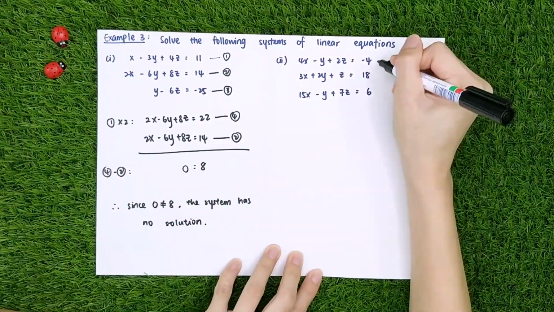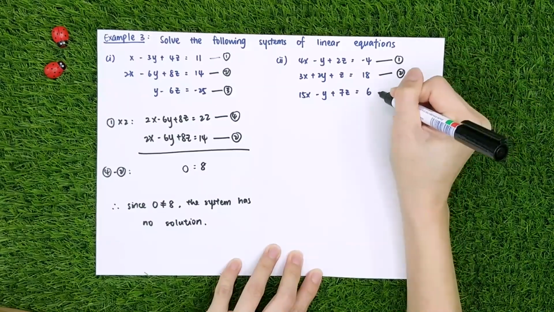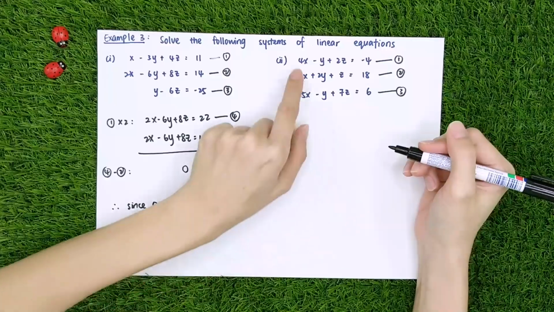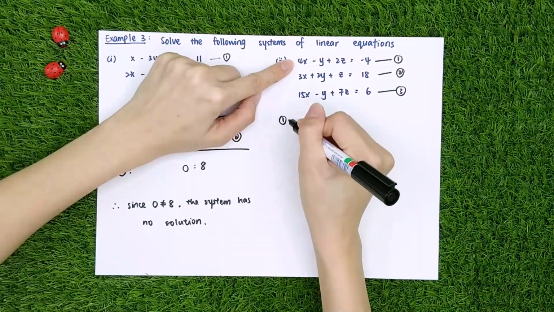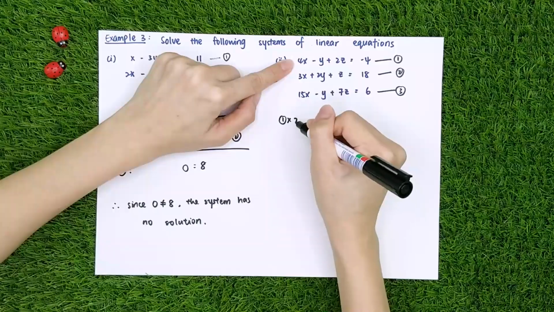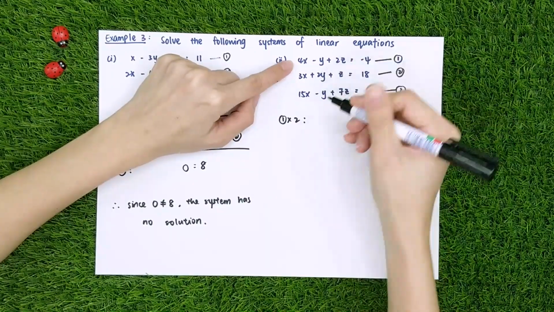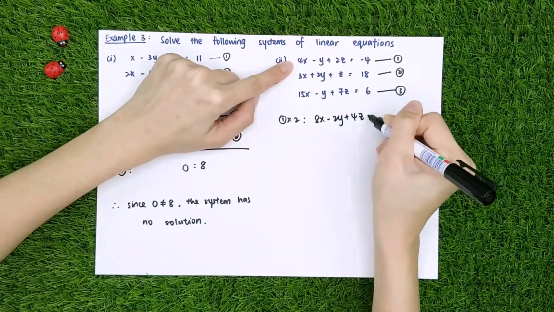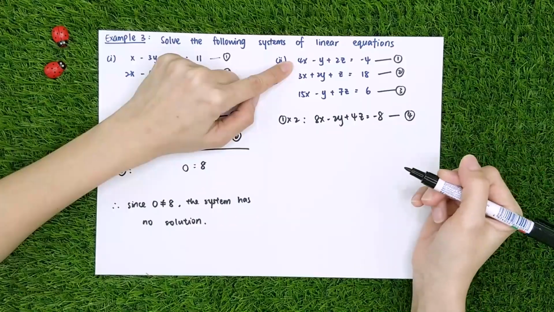Okay, so let's see the second part. The first step, I will do the same way. Label it as the first equation, second equation, and the third equation. So now I will choose to eliminate the variable y. Now I have to multiply my equation 1 by 2, so I can eliminate the variable y, the 2y here. It will become 8x minus 2y plus 4z equals minus 8. This is my equation 4.